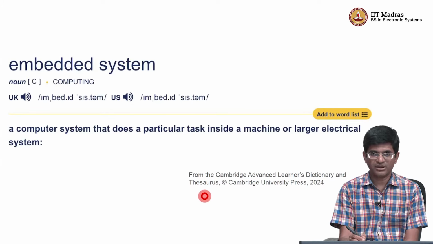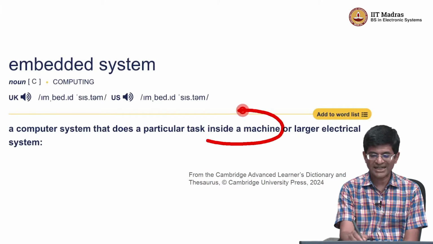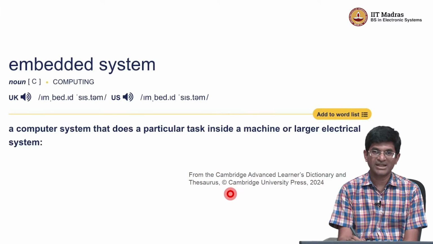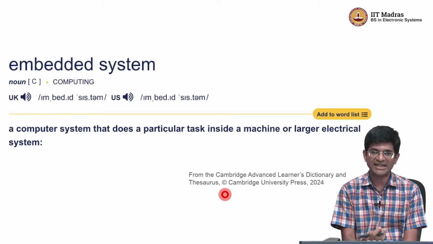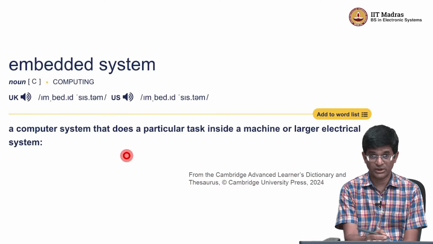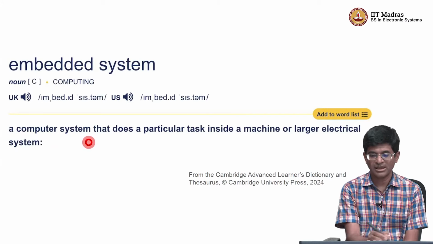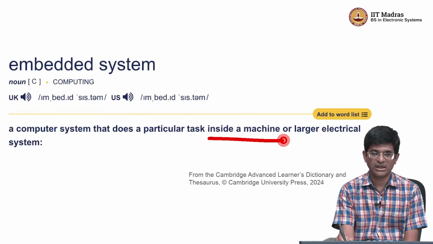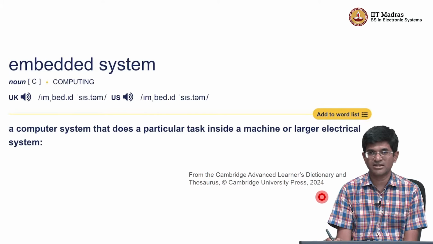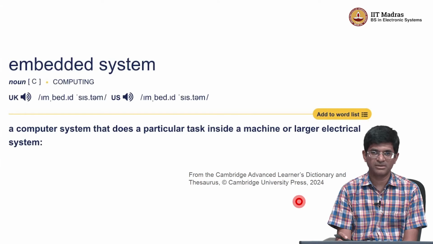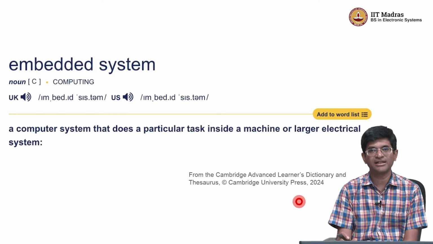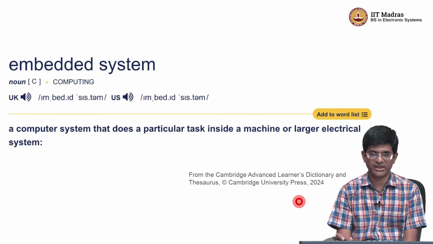The other thing that I want to draw your attention to is the term inside a machine or larger electrical system. Typically, the word embedded itself means something that is embedded inside something else. In this case, usually what we mean is this computer system that we are trying to design is going to be embedded inside some other machine. It could be a machine, it could be another electrical system, it could also be another computer by itself, right. But there are certain characteristics that come about when we say that this is addressing a specific particular task inside a larger system, which allow us to optimize and design these things in a different way than what we would design for a regular computing system.